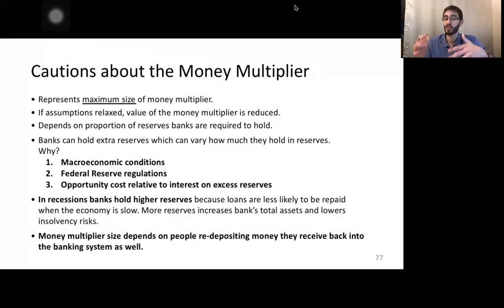It also depends on the alternative investments for the bank. Where can a bank get a higher return than earning interest on excess reserves? Or what is the risk of the investment given the current interest rate?